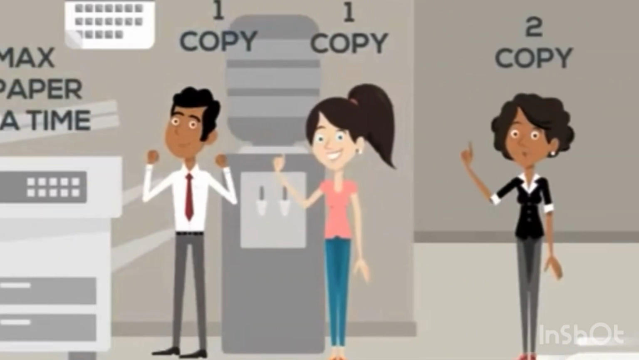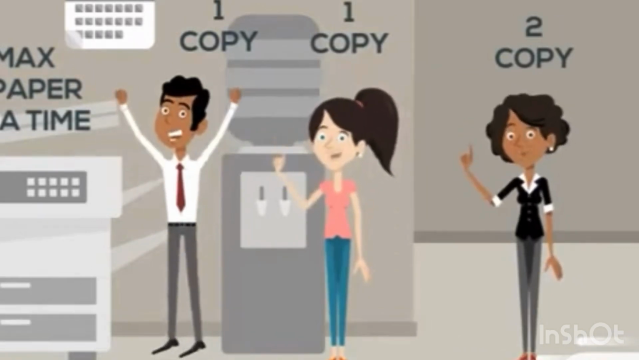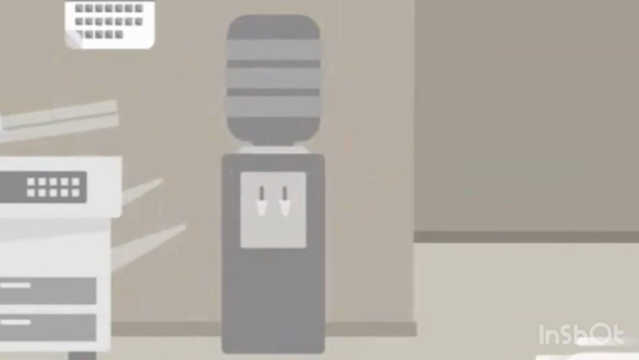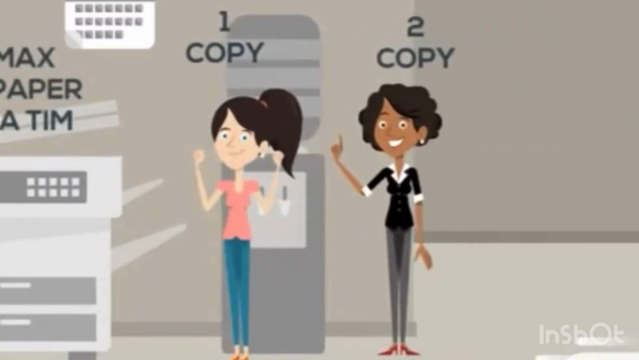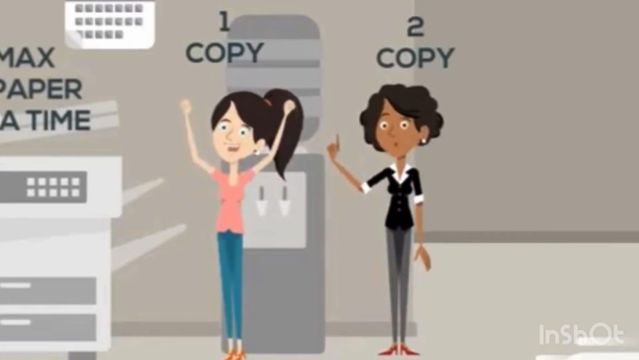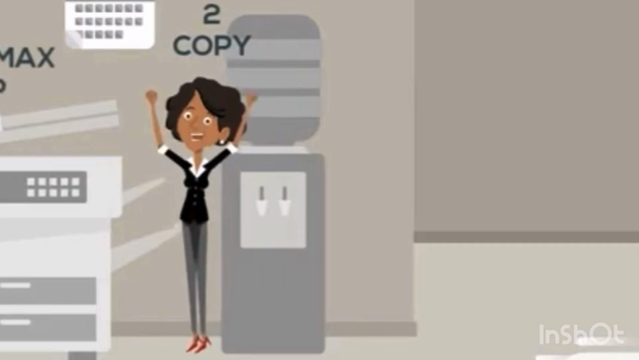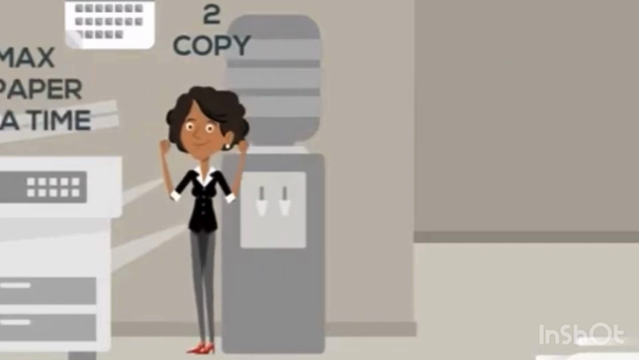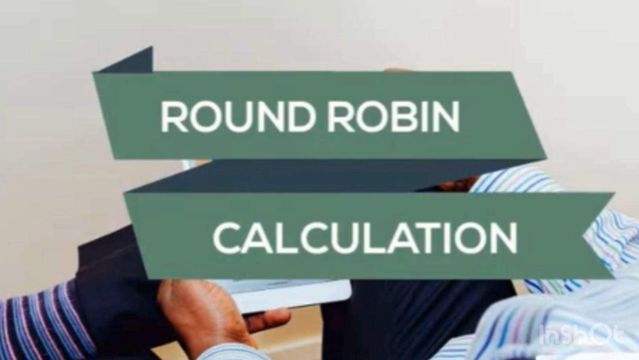Round robin is especially useful when multiple processes arrive around the same time and need quick responses. However, choosing the right time quantum is crucial. Too short can lead to too much context switching, and too long can make it behave like FCFS. In short, round robin is all about fairness and responsiveness, giving each process an equal chance to execute and keeping the system interactive and balanced.